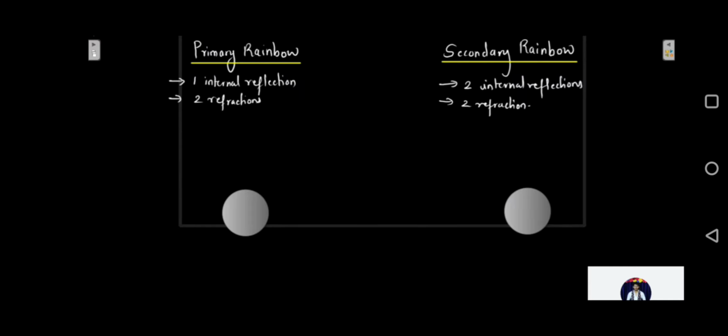Now let us see what exactly happens in a raindrop when we get a primary rainbow. Supposing we have sunlight, the sun rays are coming from this side. Let us draw a sun ray, something like this. When the sun ray falls on the raindrop, there will be a refraction happening over here, because this is an interface, there are two mediums, so a change in medium is happening. There will be refraction happening over here, as well as dispersion of light.